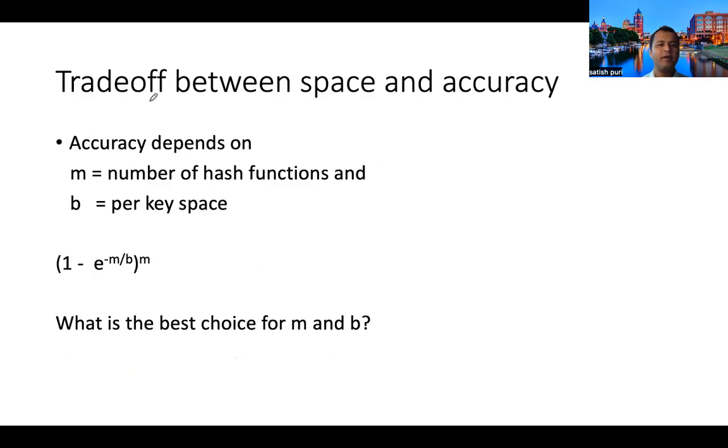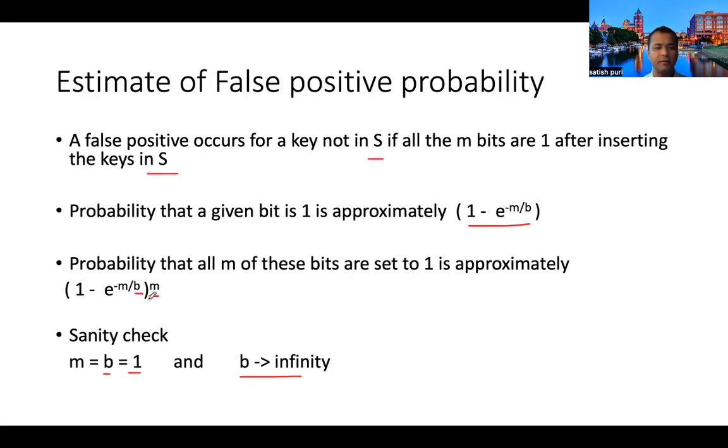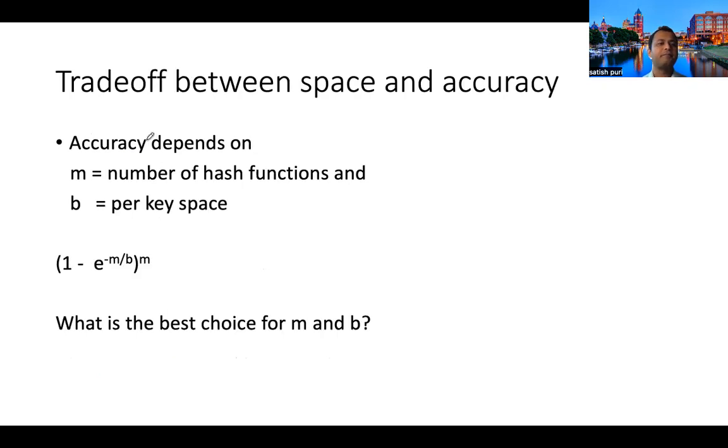All right, now the trade-off between space and accuracy. We derived the false positive rate here: 1 minus e to the power minus m over b, to the power m. That's the false positive rate. So we see that this formula depends on m and it depends on b, the per key space. Now, what is the best choice for m and b? When we are deploying a Bloom filter, we need to choose m and b.